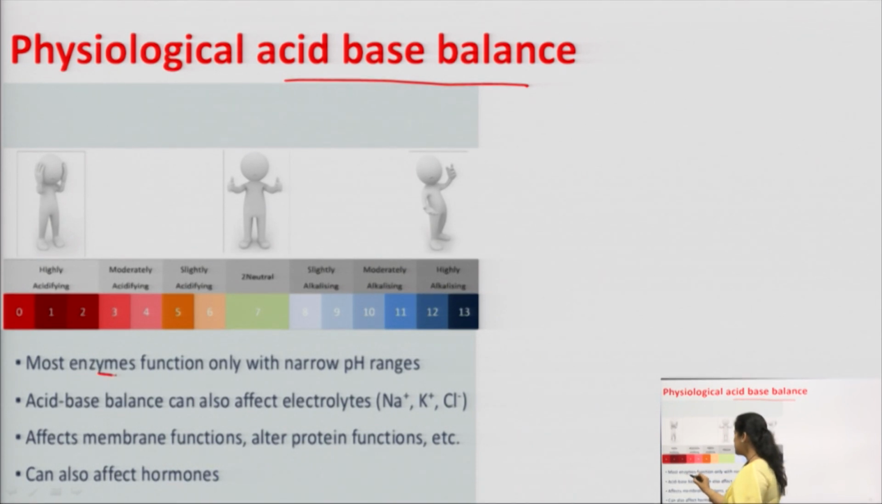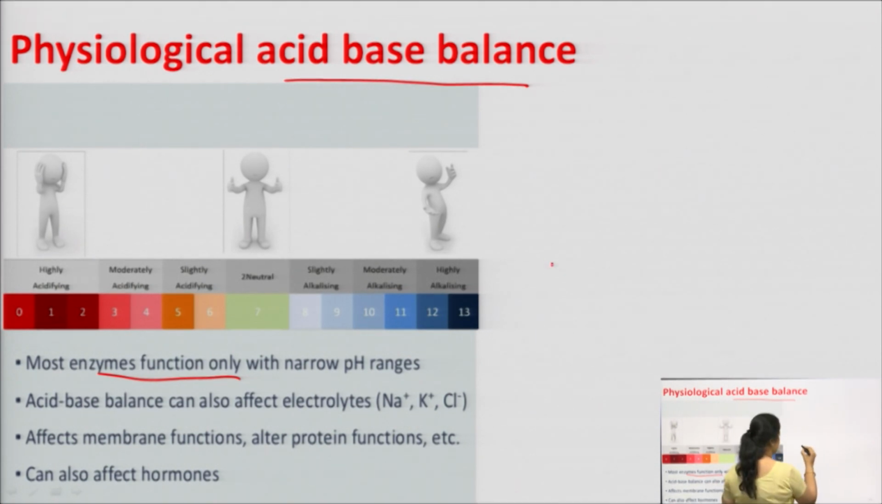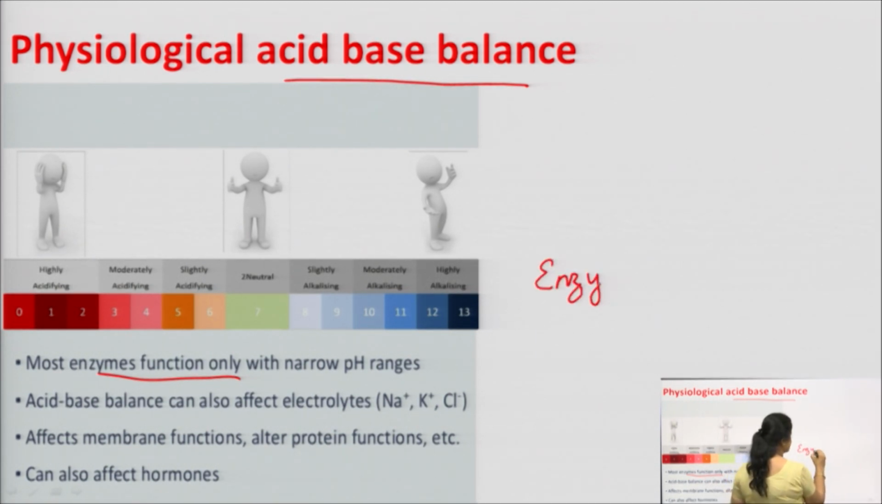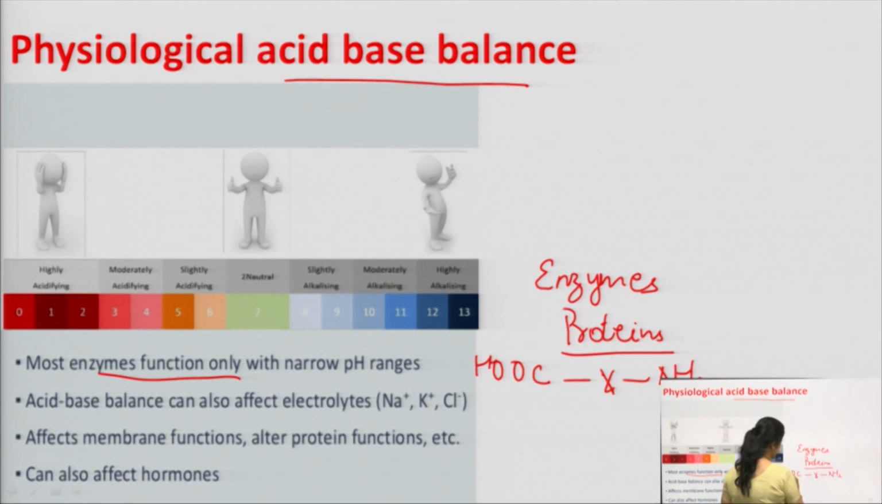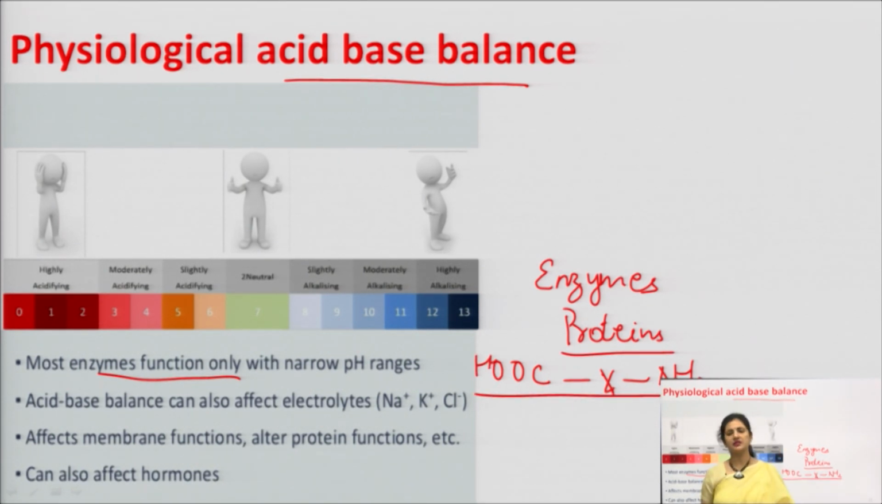Because most enzymes function only within a narrow pH range. Enzymes are active only at a specific pH. They have a pH range of their activity. Enzymes, as you all might know, are basically proteins, right? And protein is what? It is a combination of amino acids, each having one amino group and one carboxyl group.